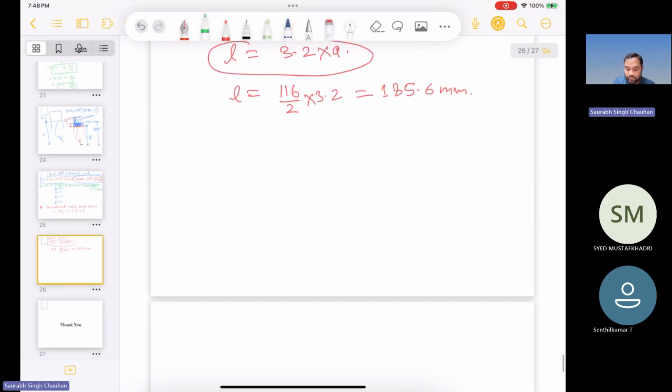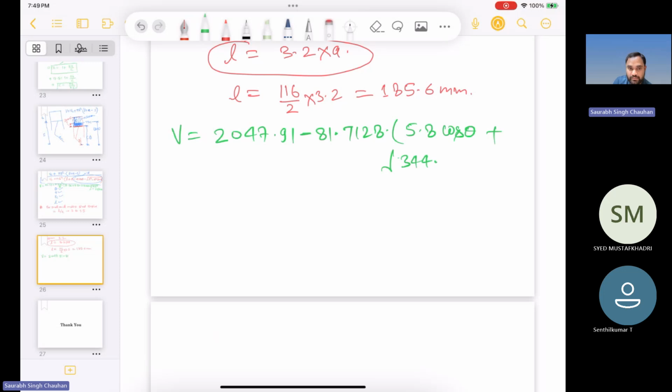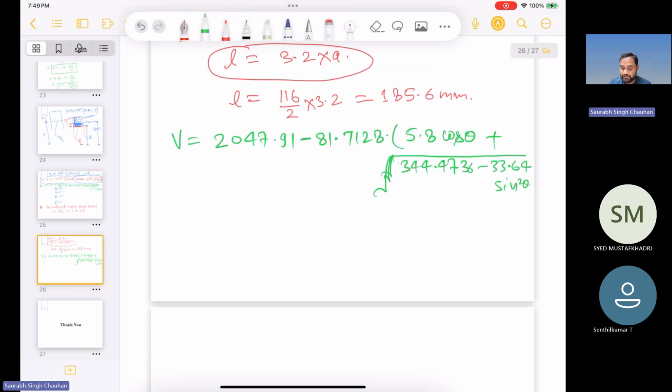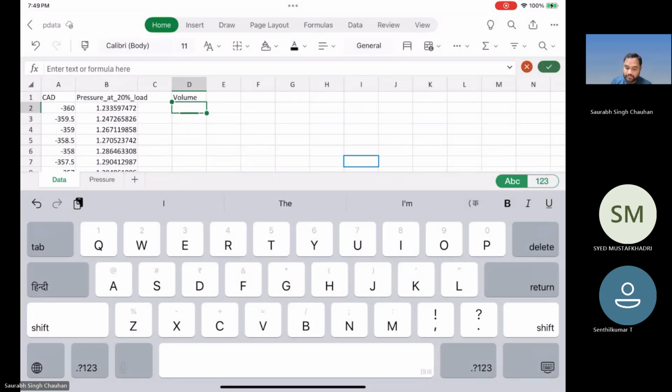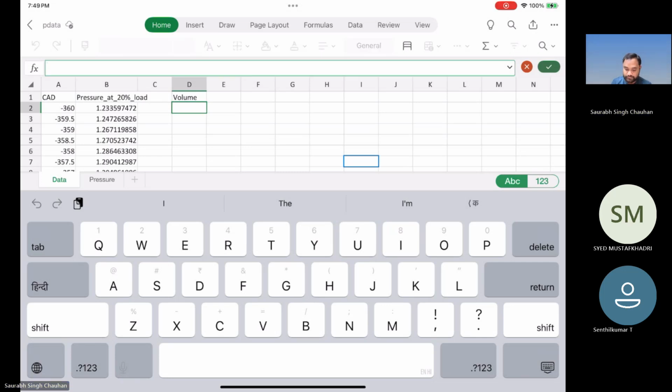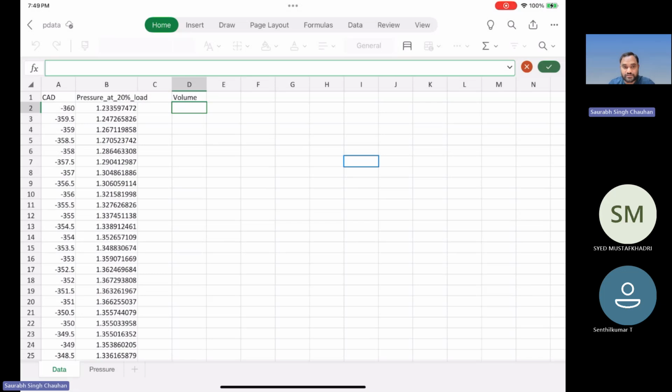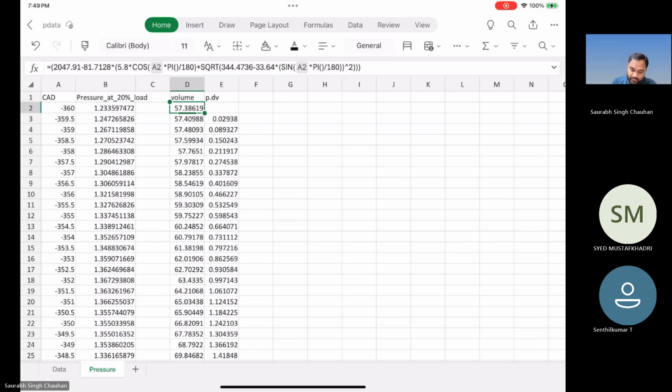So if you simplify this, you will get V is equal to 204.81.7128 times 5.8 cos theta plus under root 344.4736 minus 33.64 sine square theta. It is just simplification. You can use your calculator to verify these values. So this will be the volume. You just need to substitute these theta values, and you will get the volume. So for volume, you can write this formula. In fact, I have already written this. Can you see?